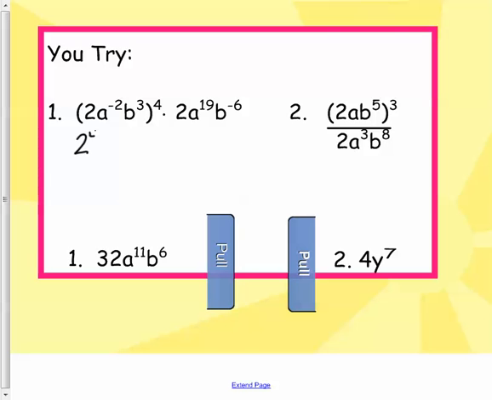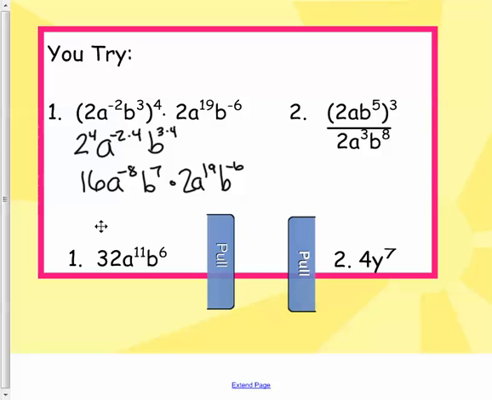First step is to take 2 to the 4th power, which you get 32. The second step, you get 16. Then I'm going to take a to the negative 2nd power times my 4, which gives me a to the negative 8th power. Then I'm going to take b cubed times the 4, and I get b to the 7th power. Now I'm multiplying. These are no longer cubes to a cube.